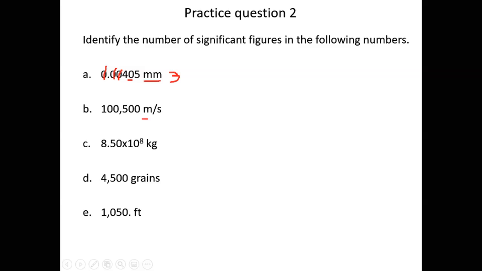Next, we have the unit of meters per second. These two zeros are significant because they're captive zeros. These two zeros are not because they're placeholding zeros. So this one has 4 significant figures. Next, we have 8.5 times 10 to the 8th. This is written in scientific notation, so all the digits are significant.